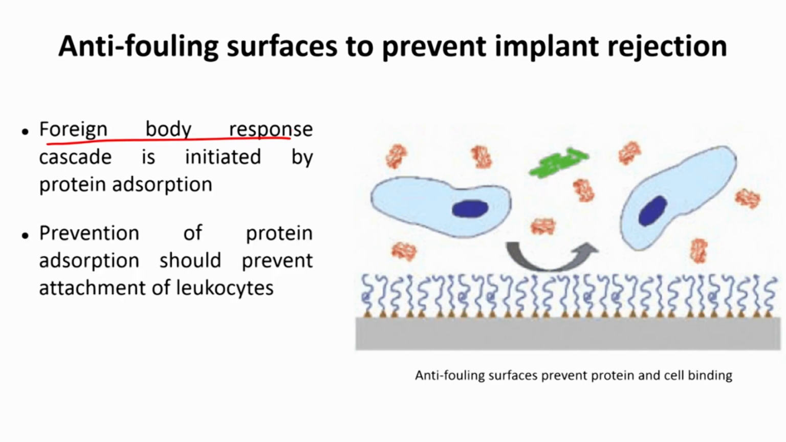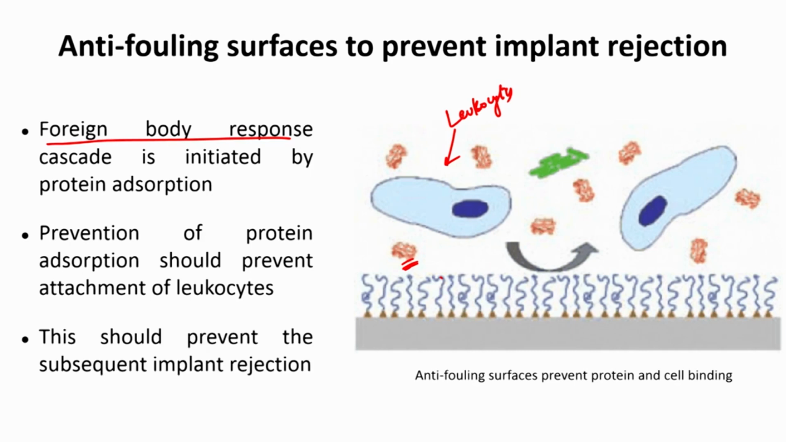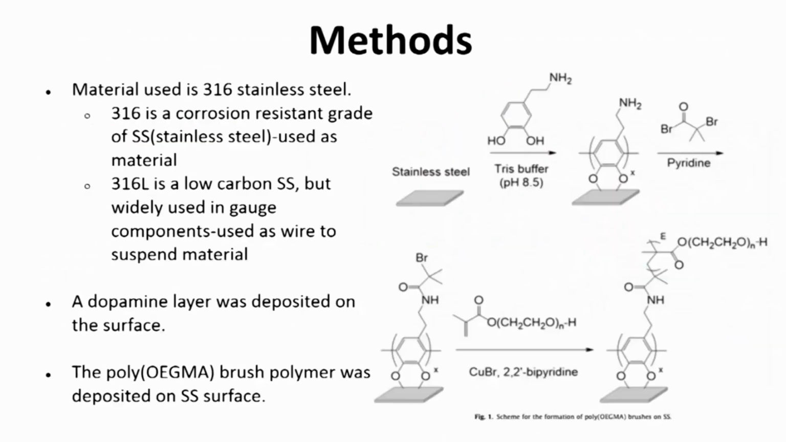So, prevention of protein adsorption will also lead to prevention of the attachment of immune cells. All these leukocytes will not be able to bind to it, because there is no protein on it. The leukocytes cannot really bind to these hydrophilic chains, they need some sort of protein to bind to, but if the protein is not present, then you will not have these immune cells coming in, and so this will prevent subsequent implant reaction. So, this is basically the whole concept of this paper.